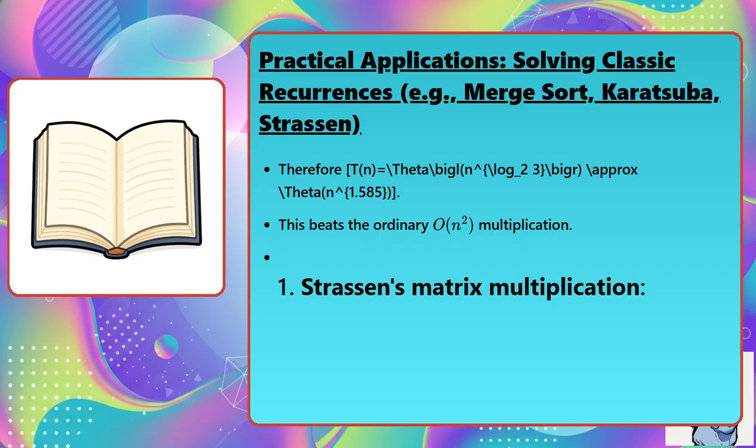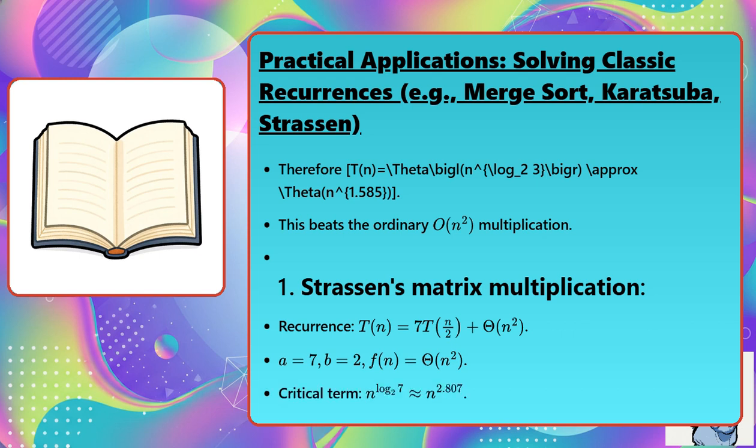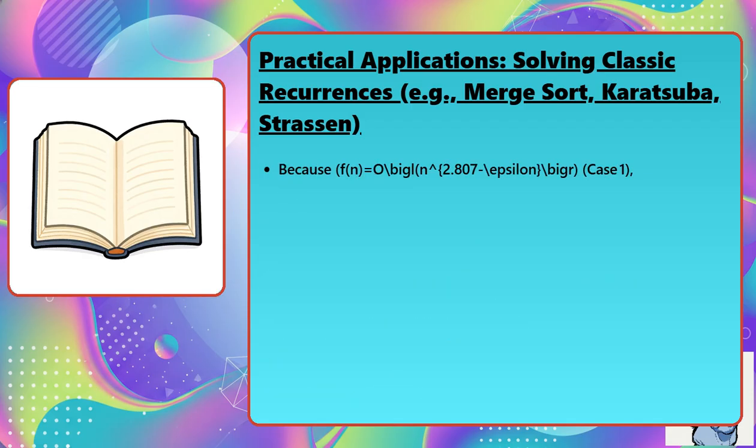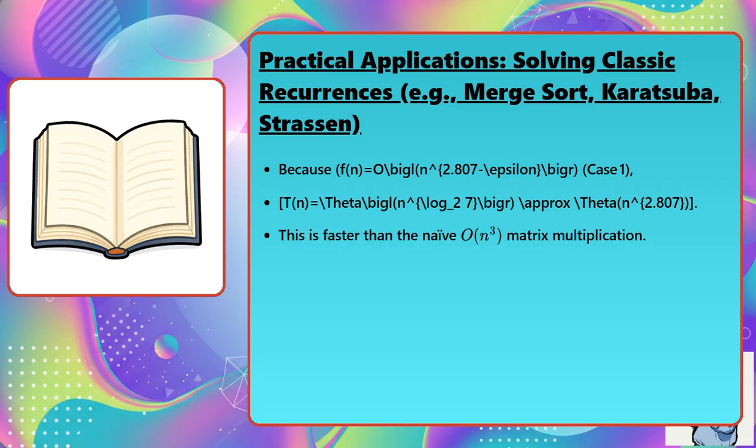3. Strassen's matrix multiplication. Recurrence: T(n) = 7T(n/2) + Θ(n²). a = 7, b = 2, f(n) = Θ(n²). Critical term n^(log base 2 of 7), approximately n^2.807. Because f(n) is O(n^(2.807 - ε)), case 1. T(n) = Θ(n^(log base 2 of 7)), approximately Θ(n^2.807). This is faster than the naive O(n³) matrix multiplication.